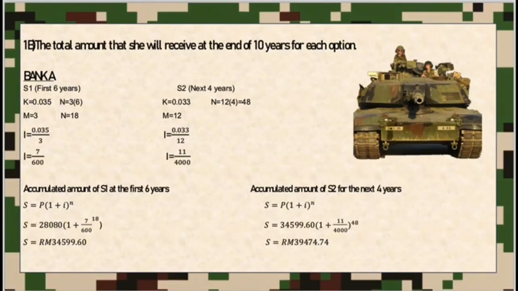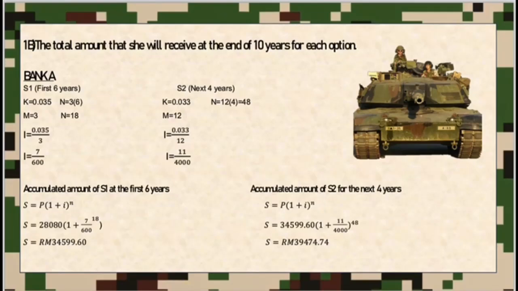After that, we look for the accumulated amount of S1 or future value 1 at the first 6 years. We use the formula S equals to P in bracket 1 plus I at the power of N. So P is 2,880, and 1 plus I at the power of N is 1 plus 7 over 600 at the power of 18. And it equals to 34,599 ringgit 60 cents. That is the accumulated amount of S1 at the first 6 years.